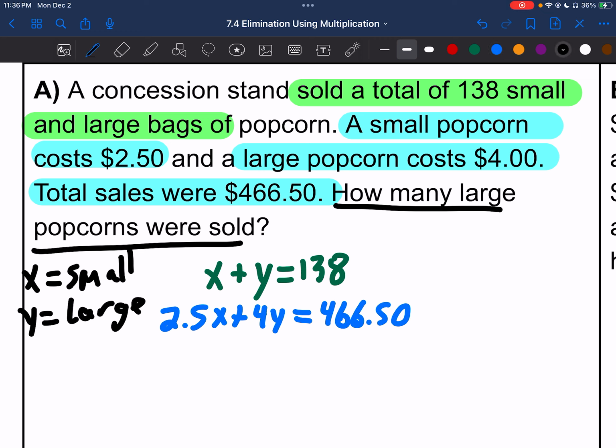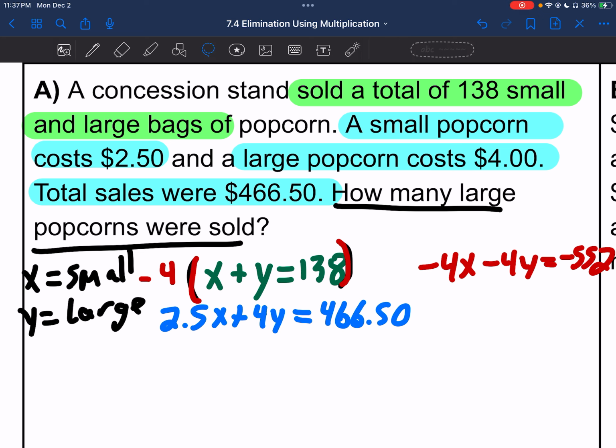Now we're going to multiply one of these two equations, and I'm going to see that multiplying the top one is going to be my easiest thing to work with. So we're going to multiply that by a negative 4, and we're going to cancel out y's. I could multiply by 2.5, but I'd rather work with the whole numbers and look at it this way. So when we multiply that, we get negative 4x minus 4y equals negative 552.